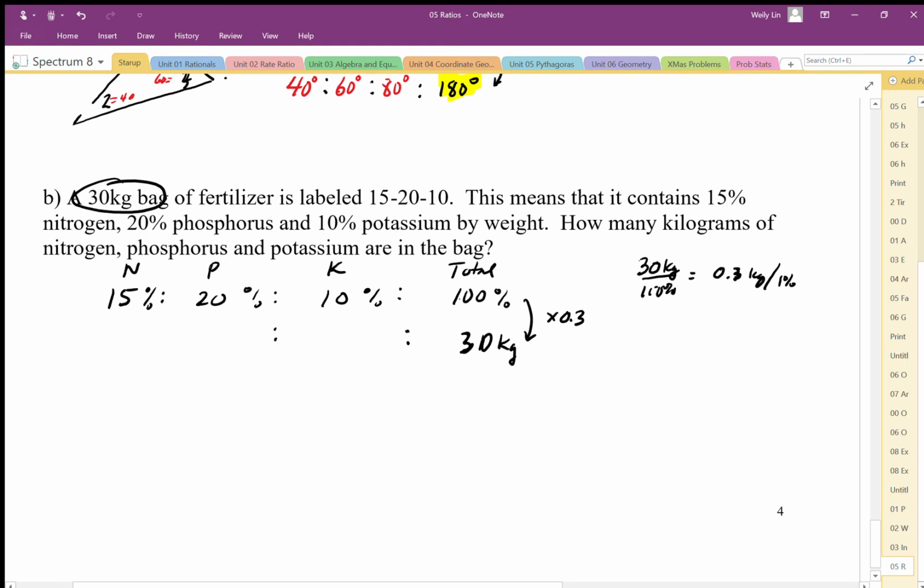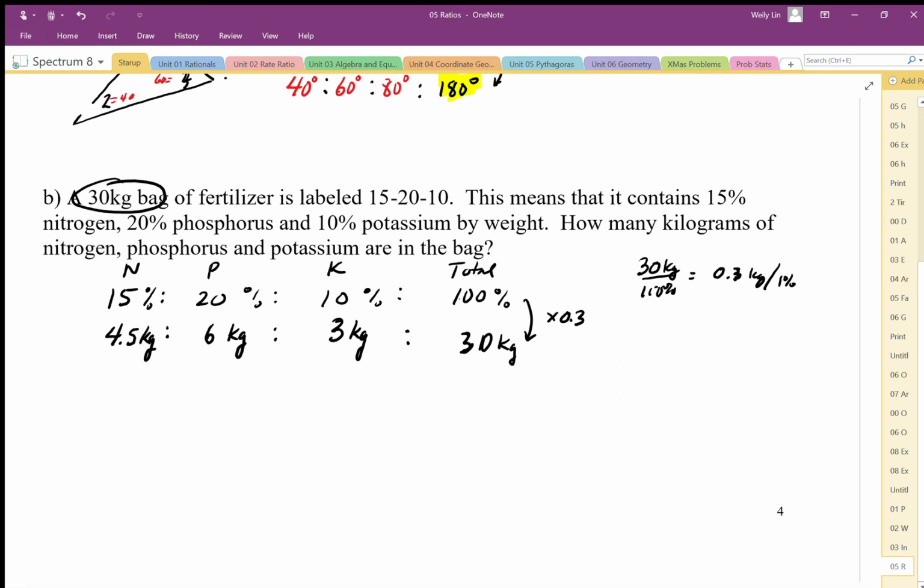That means 10% times 0.3 gives me 3 kilograms. 20% times 0.3 gives me 6 kilograms. 15% times 0.3 gives me 4.5 kilograms. So we're going to have 4.5 kilograms, 6 kilograms, and 3 kilograms, and the rest that makes up the 30 kilograms, I think it's 16.5 kilograms, is going to be filler.